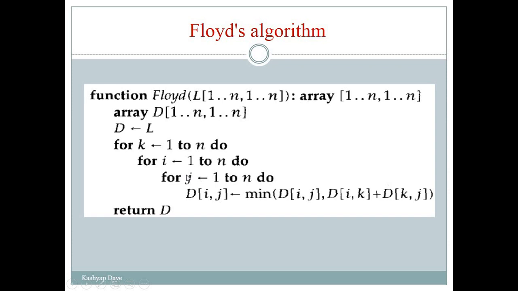This i and j will make 2-dimensional matrices, and k equal to 1, k equal to 2, k equal to 3, k equal to 4 will make our D1, D2, D3, D4 matrices. So here is a very simple algorithm for finding shortest paths. Floyd's algorithm has 3 nested for loops in it. Okay, so this is Floyd's algorithm.